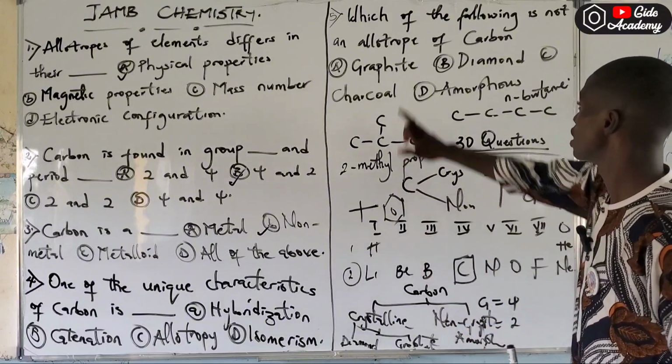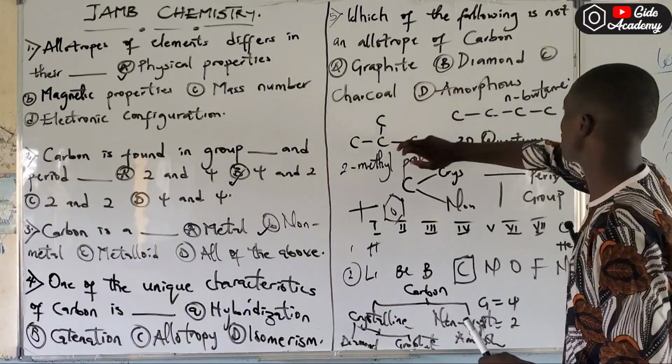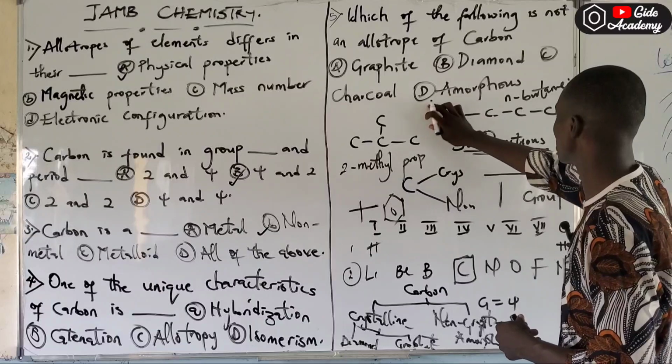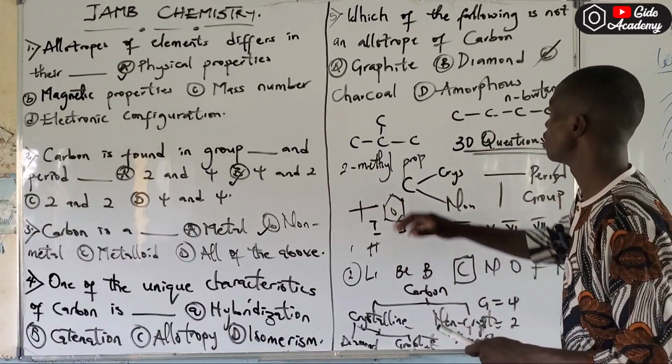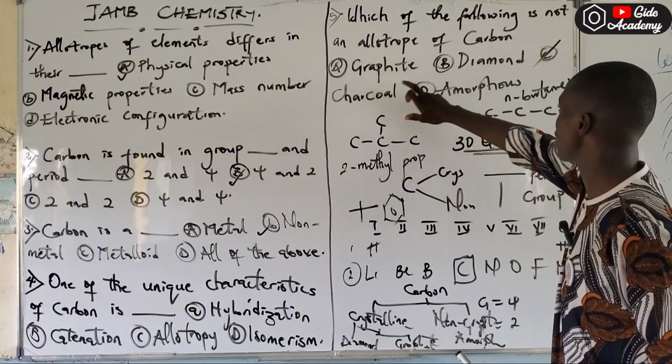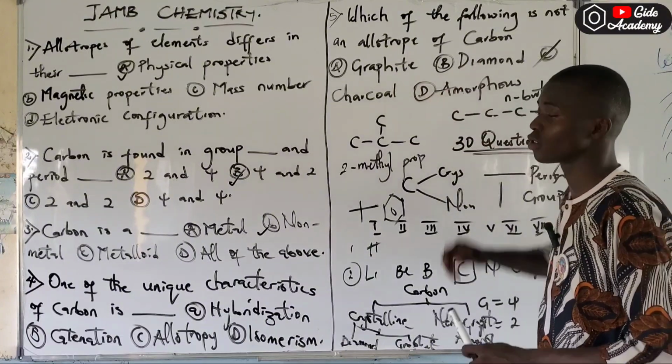Amorphous. So let's check the options. Diamond is correct. Graphite is correct. Charcoal is not there. Amorphous carbon is also correct. So the three main allotropes of carbon are graphite, diamond, and amorphous carbon.